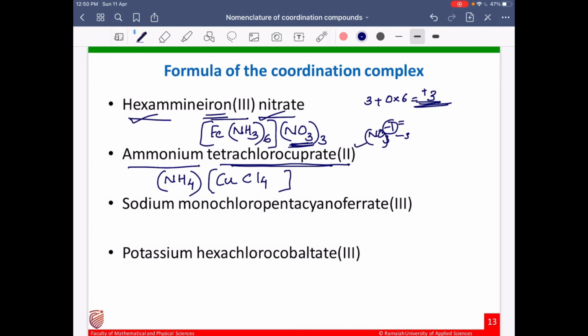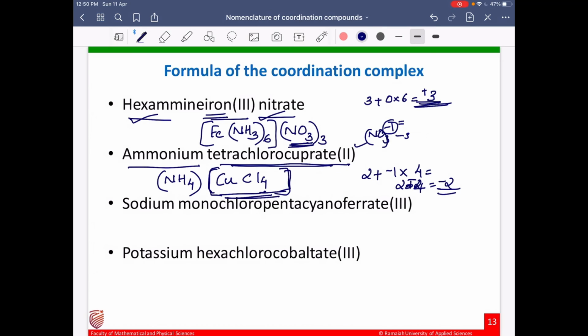So CuCl4. First we will find the charge of this complex ion. Copper has an oxidation state of 2, chlorine is minus 1, minus 1 into 4. So 2 minus 4, that is minus 2. So the total charge of this complex ion is minus 2.